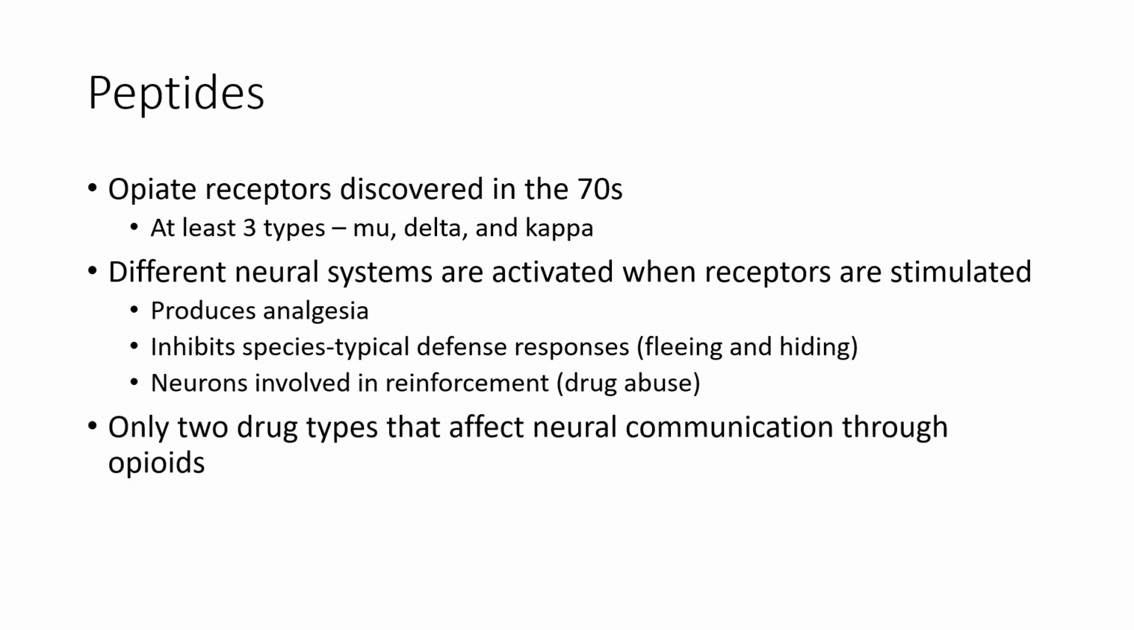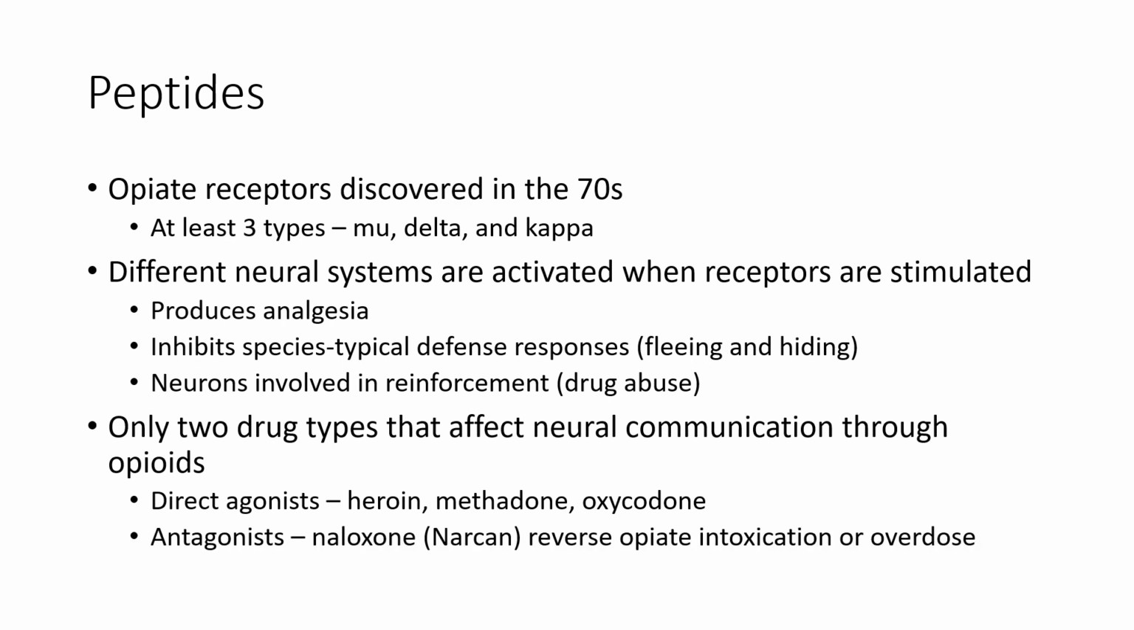Only 2 drug types that affect neural communication through opioids are known. Direct agonists would include heroin, methadone, and oxycodone. Then there are also antagonists, which reduce the effectiveness or availability of peptides. One would be Narcan. This is the drug used to reverse overdoses. If you've had too much of a drug, this is the one they're going to give you to counteract that effect, or reverse opiate intoxication.